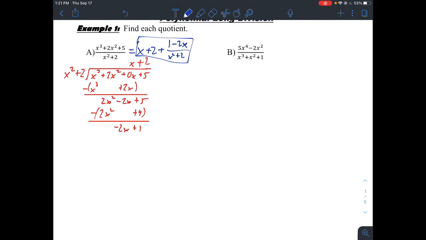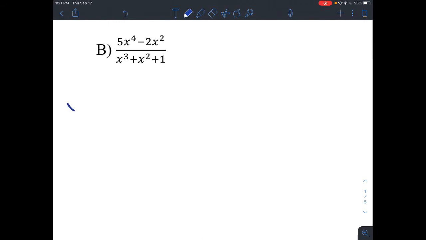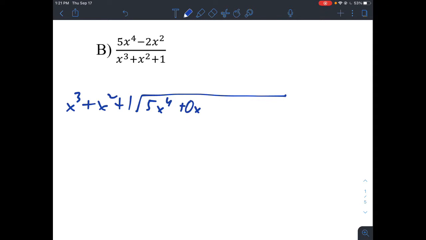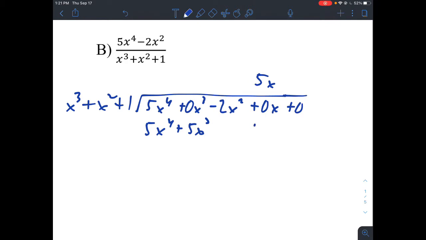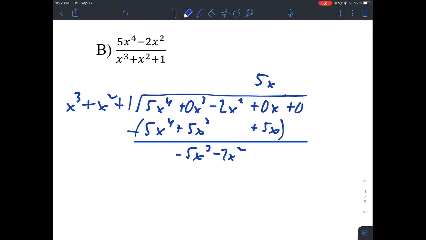So go ahead and pause the video and try part B. Okay, setting up part B, hopefully you did 0x cubed, 0x, and 0. Dividing 5x to the fourth over x cubed, we're left with 5x. Multiplying, 5x times x squared is 5x cubed. 5x times 1 is 5x. First term cancels. 0x cubed minus 5x cubed is minus 5x cubed. Bring down the negative 2x squared. 0 minus 5x is negative 5x. And then 0 is just 0.